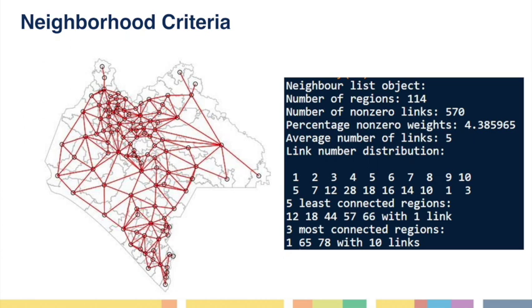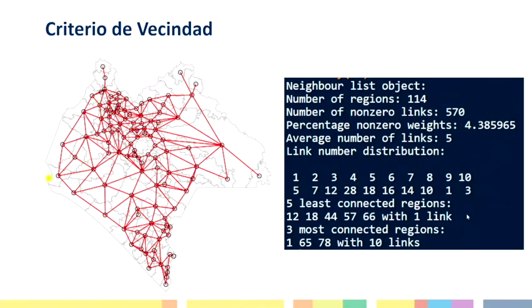So I'm using the neighborhood criteria. The red lines are all the relations between the neighbors. We don't have all the municipalities, but there are 140 municipalities and there are 570 links. This is a percentage and an average number of links. That would be 5. This is the distribution.